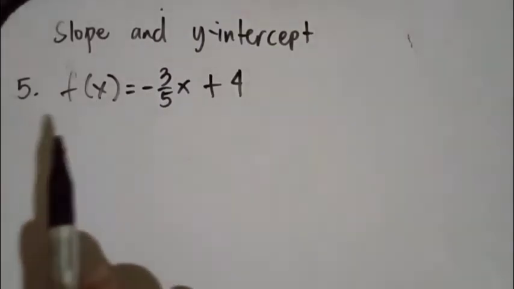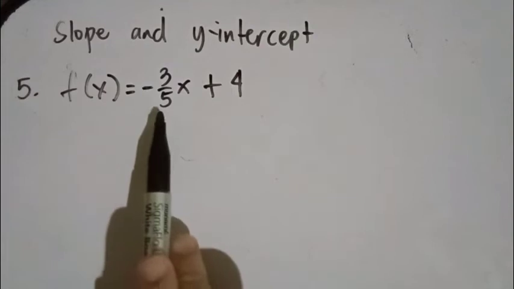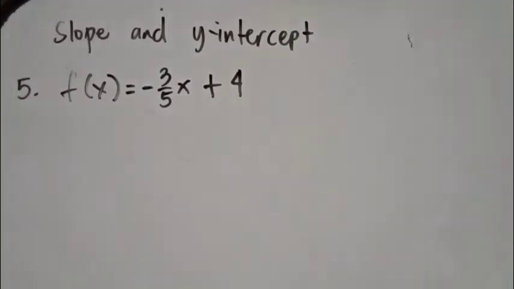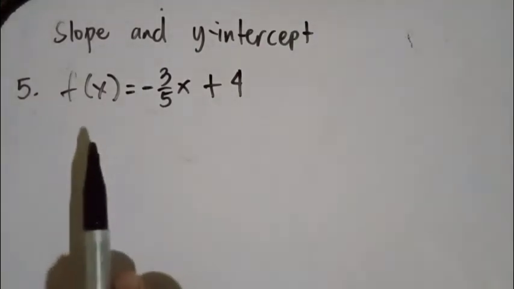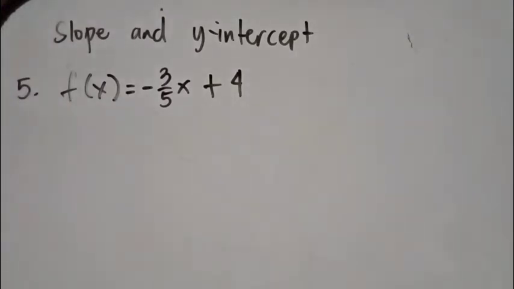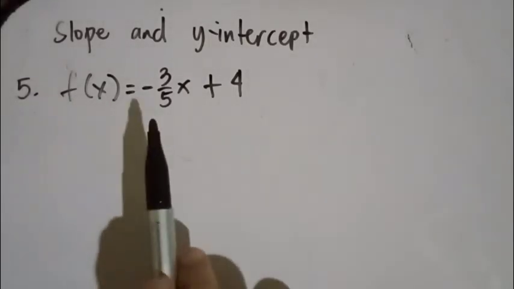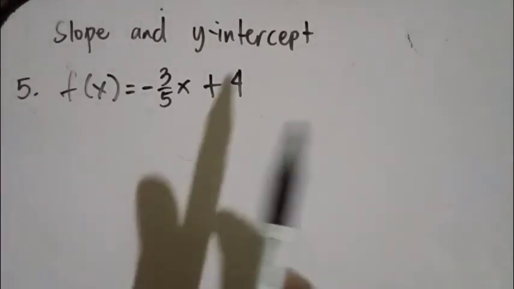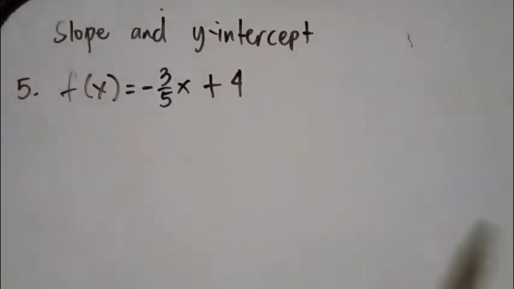Alright, number 5, we have f of x equals negative 3 over 5x plus 4. So, i-graph natin itong linear function gamit ang slope and y-intercept. Okay? So, itong method na ito is yan yung pinakamadali sa lahat. Kasi ang kukunin mo lang naman is yung slope at saka y-intercept. Yun na. And then saka muna i-graph yung linear function.